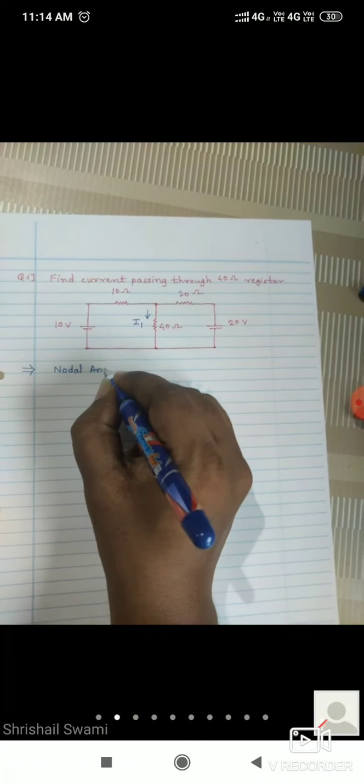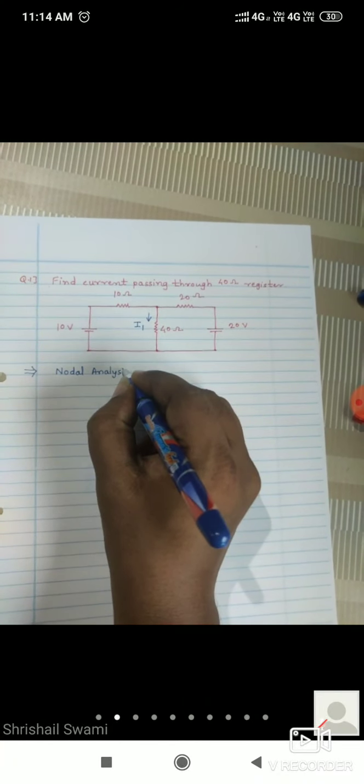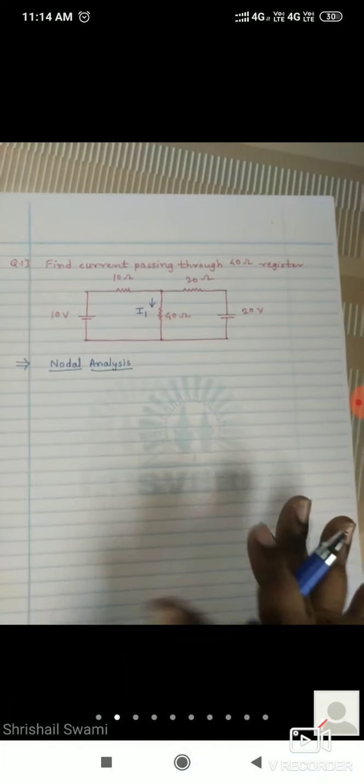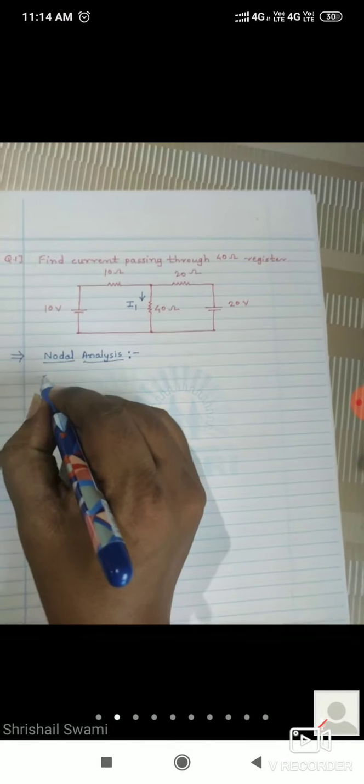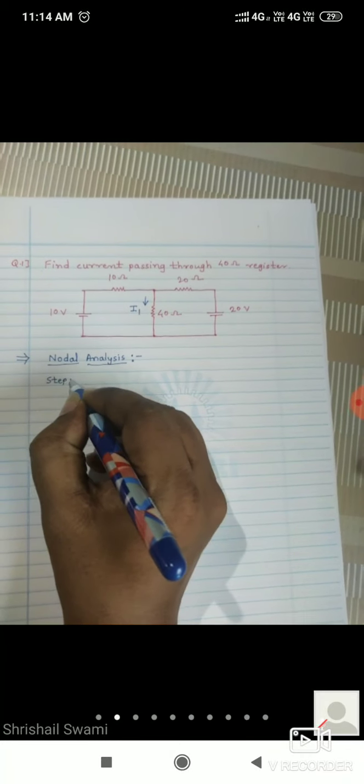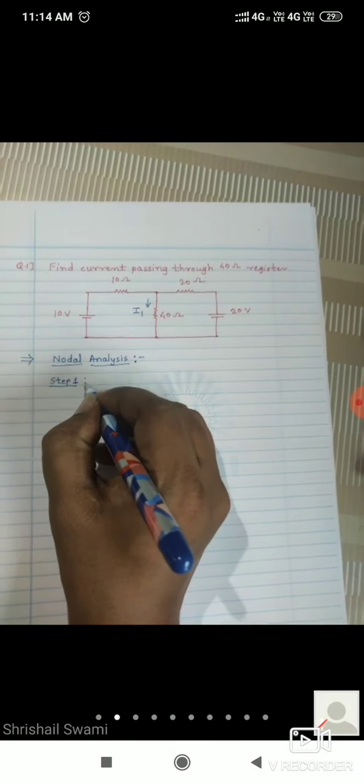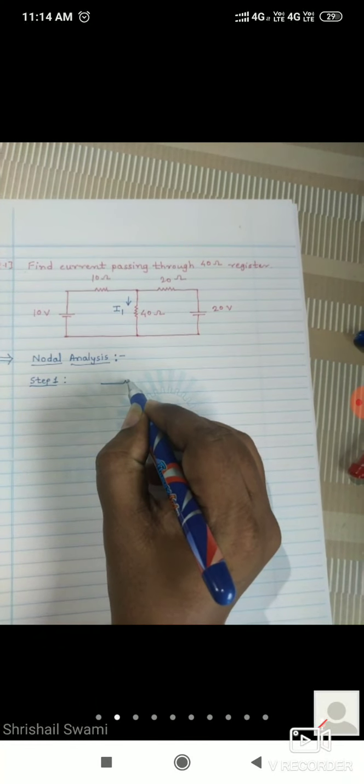Here the circuit is given. I will draw the circuit once again. We will solve it by using nodal analysis. So what is the first step? Actually, there is no need to write step 1 and step 2. We can directly solve. So here I will draw the circuit once again.